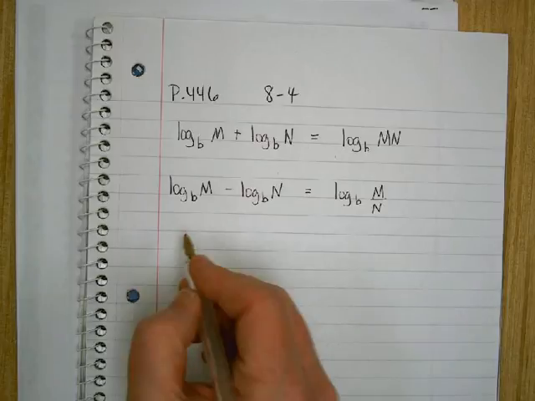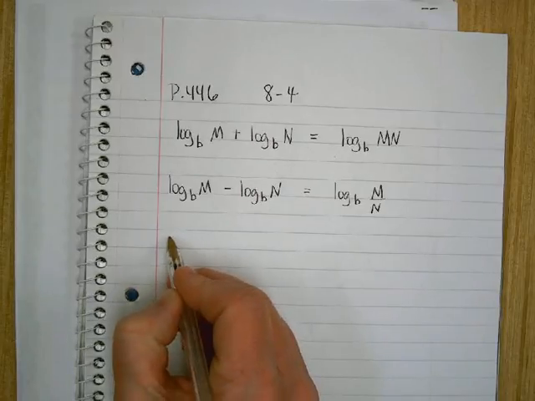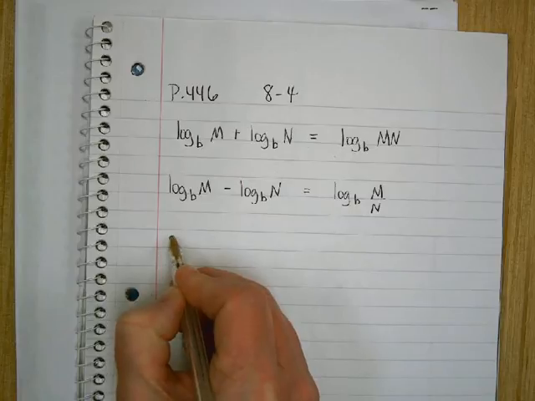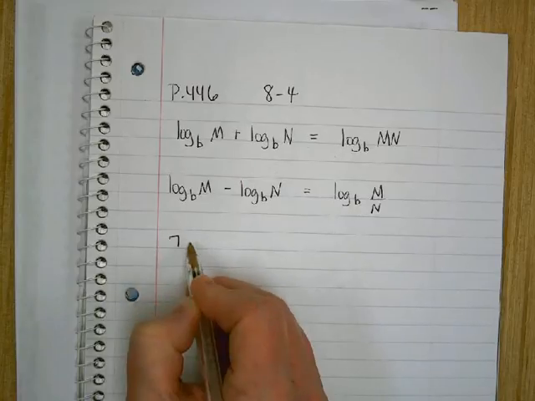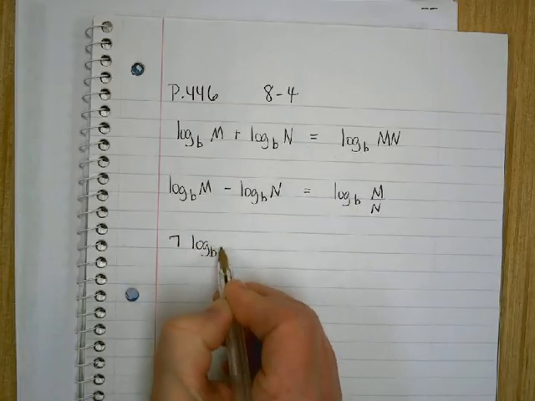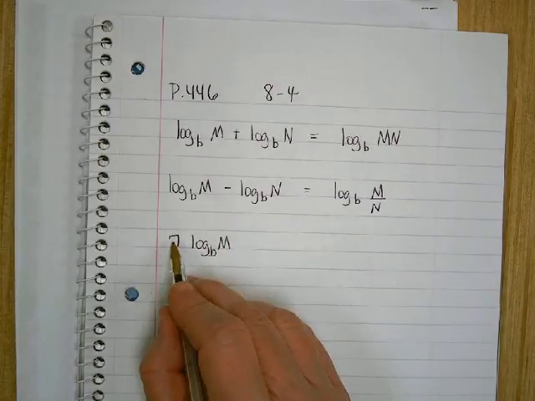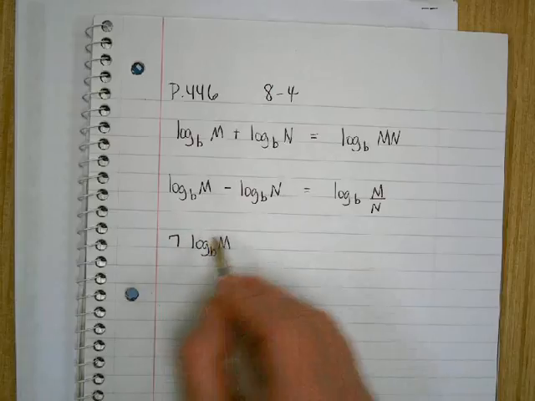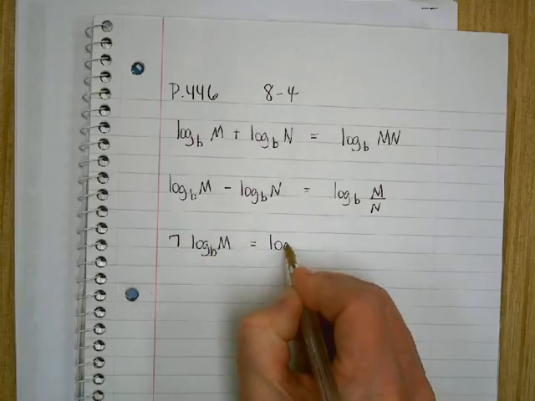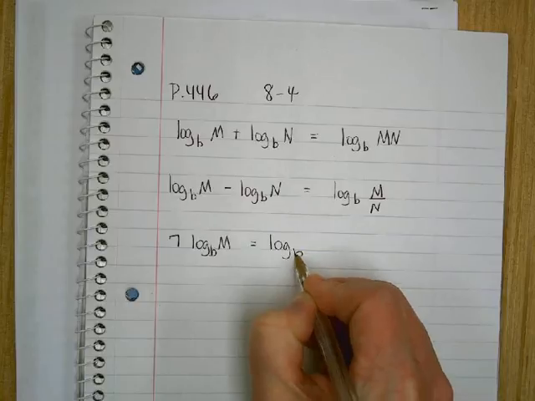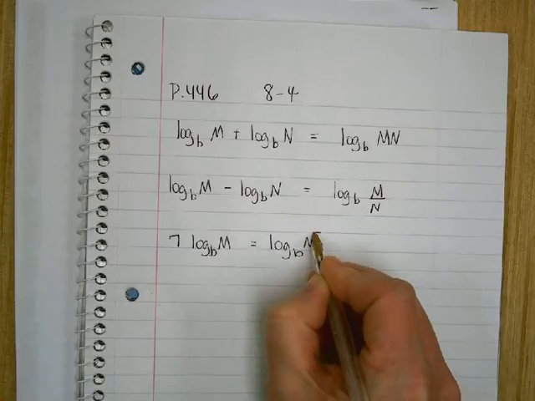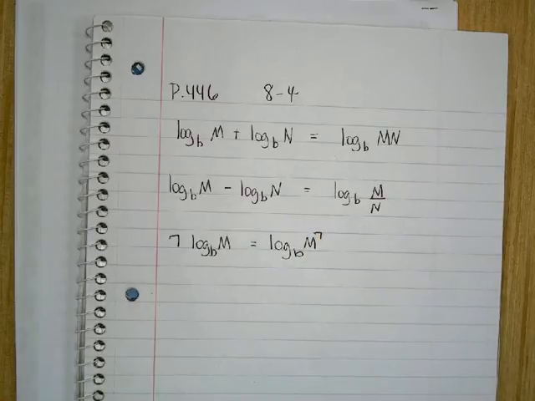The next property says if you have a number, I'm going to use a real number in this example. Say I have 7 times log base b of m. That's multiplying a constant by a log. That translates into log base b of m to the 7th power. Okay? Those are 3 new properties that we're going to practice today. So let's look at the first example.